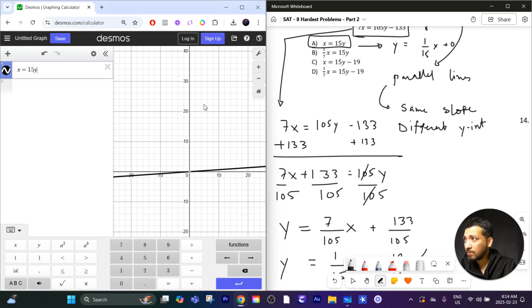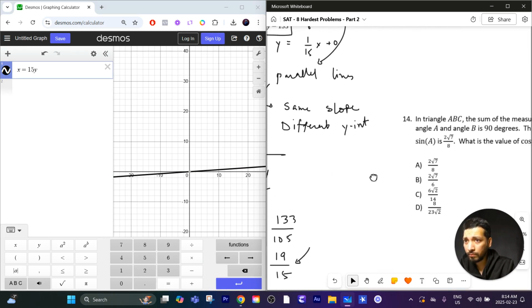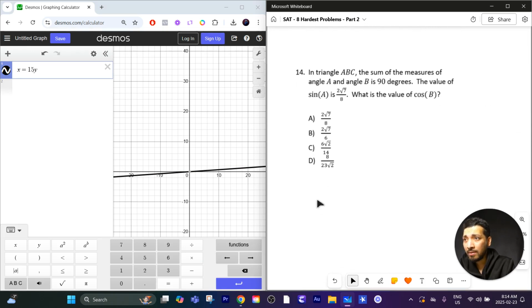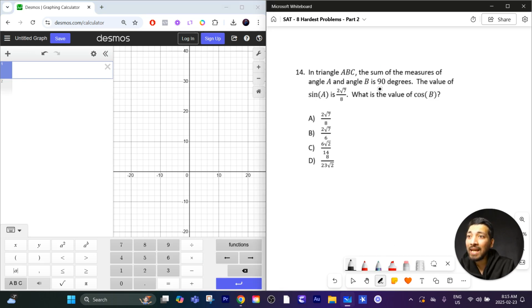Perfect. Now let's move on to the next one. Number 14. In triangle ABC, the sum of the measures of angle A and angle B is 90 degrees. The value of sine A is 2 root 7 over 8. What is the value of cos B?